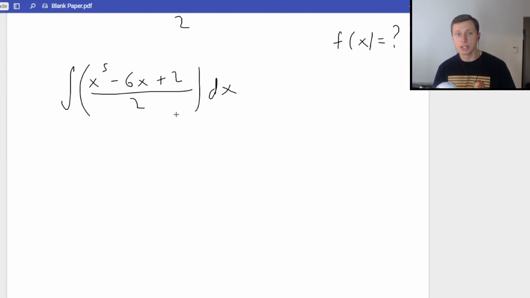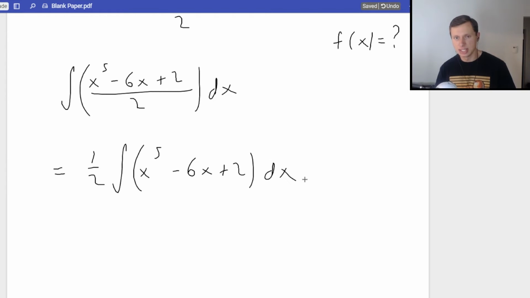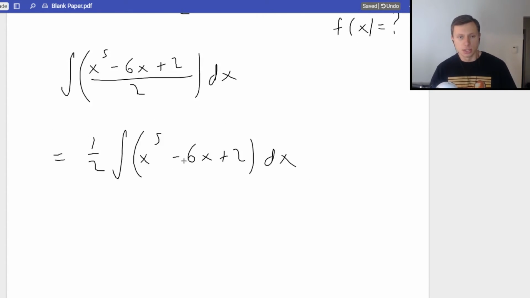The first thing I'm going to do, with this divided by 2, again, this is not a quotient rule. We don't have quotient rule in integrals. Instead, I'm going to treat this like a 1/2 all the way out in front. So it's like 1/2 times the integral of x to the fifth minus 6x plus 2, and I need to put that in parentheses, dx. Again, it's a 1/2 out in front because that 2 in the denominator is essentially just a big 1/2 to all those terms. So now I can take this integral.